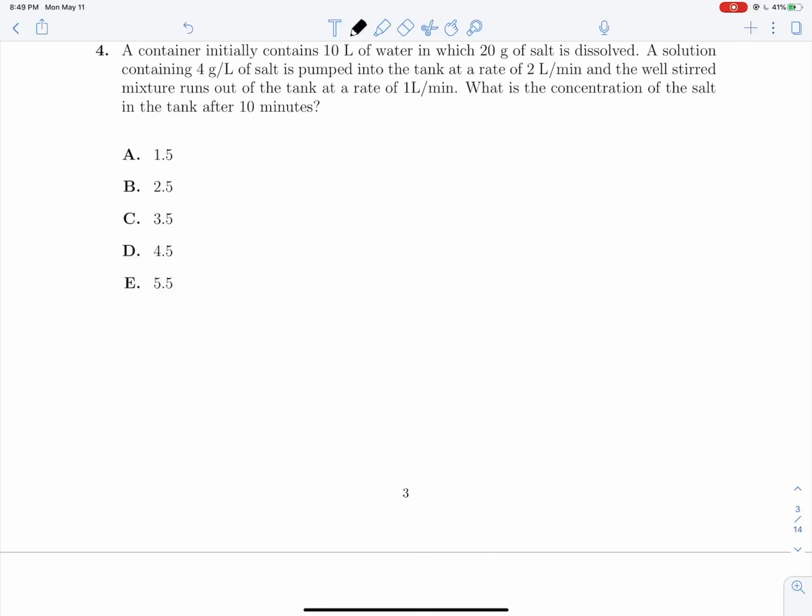We have a container with 10 liters of water, blah, blah, blah. This is just one of our salt tank application problems. Our equation for this is dQ/dt plus r_o over V of t times Q is equal to r_i c_i. Let's start plugging some of these values in. So r_o is the rate at which our fully mixed solution is flowing out of our tank, and we're told that that is at a rate of 1 liter per minute.